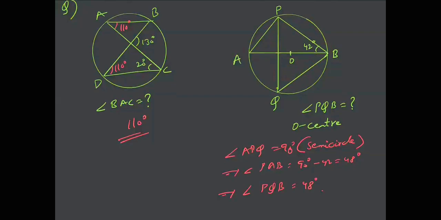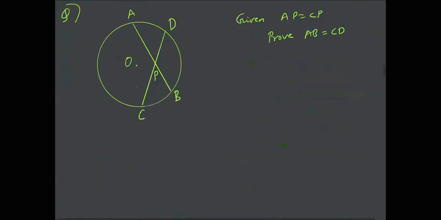Fine, let's move on. Solve this question. AP is equal to CP is given. You need to prove that AB is equal to CD.